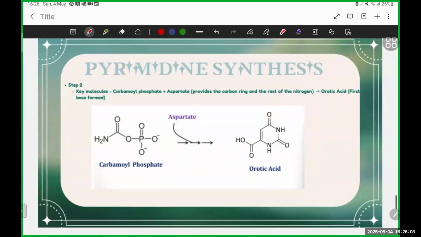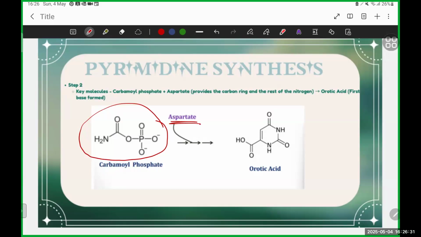Okay, step 2. Here we have carbamyl phosphate, and we're gonna add aspartate. Now here we're gonna make the ring. All right, this is the fun part, making the rings here. Carbamyl phosphate, you add aspartate. Again, aspartate is an amino acid, and I said amino acids give you nitrogen.